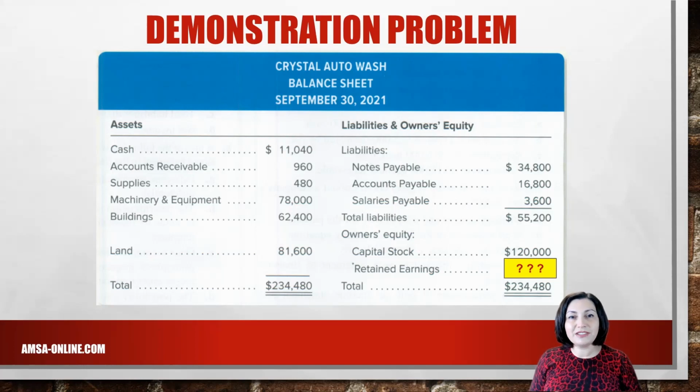Remember that you must have the name of the company, the name of the financial statement, and the date or dates of the statement in the header of the balance sheet. The balance sheet is issued as of a specific date. The income statement and the statement of cash flows are issued for a particular period of time. Our sample balance sheet is as of September 30th, 2021.